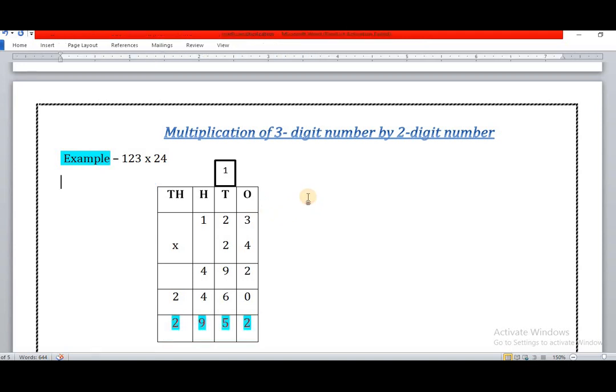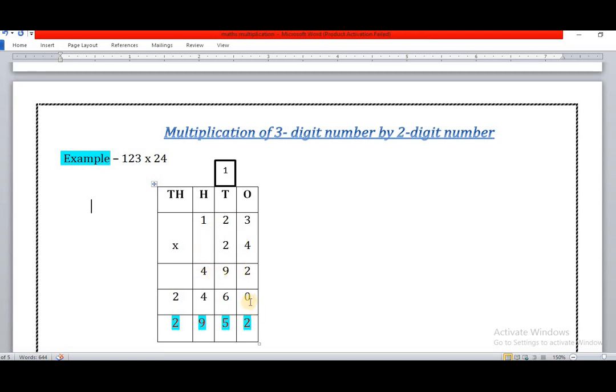Clear? Once again I'll explain this. Write the number according to their place. Put the sign of into. Write the number with which you are multiplying. Now step 1. You have to multiply the number in ones place by 4. 4 threes are 12. 2 I have written and 1 is carried on, which I have written in tens place. Next step, you have to multiply the number in tens place by 4. 4 twos are 8 plus 1, that is 9. Third step, you have to multiply the number by 4 in 100 place. 4 ones are 4. Clear?